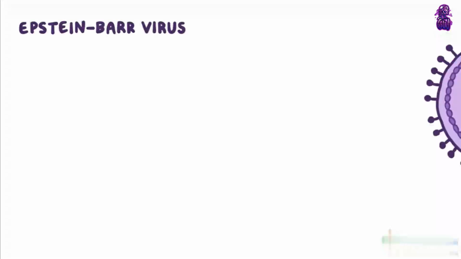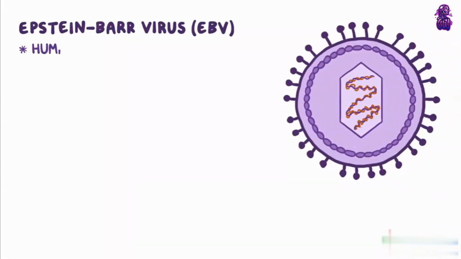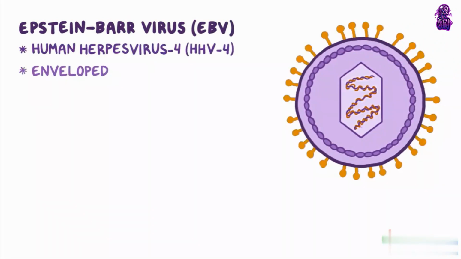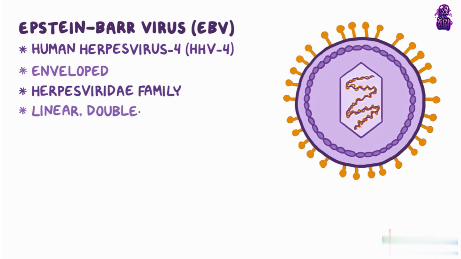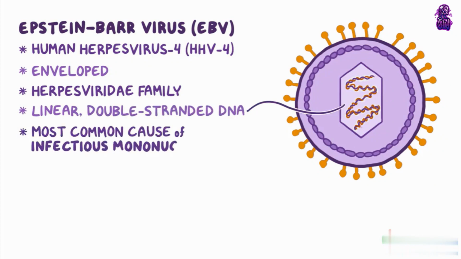Epstein Barr virus, or EBV, also known as human herpes virus 4, or HHV4, is an enveloped virus of the Herpesviridae family, which contains linear, double-stranded DNA. It's the most common cause of infectious mononucleosis, more commonly known as mono.